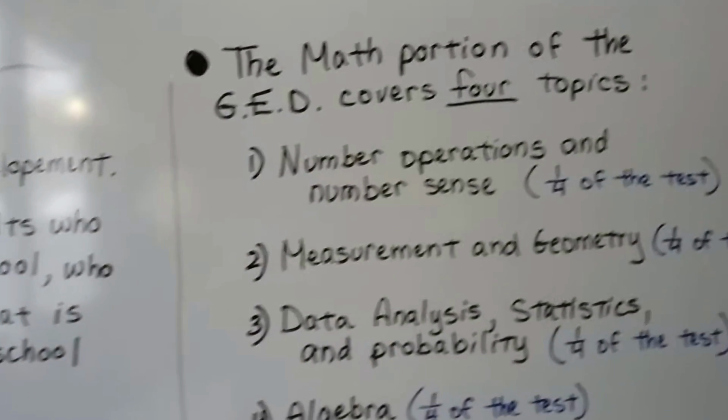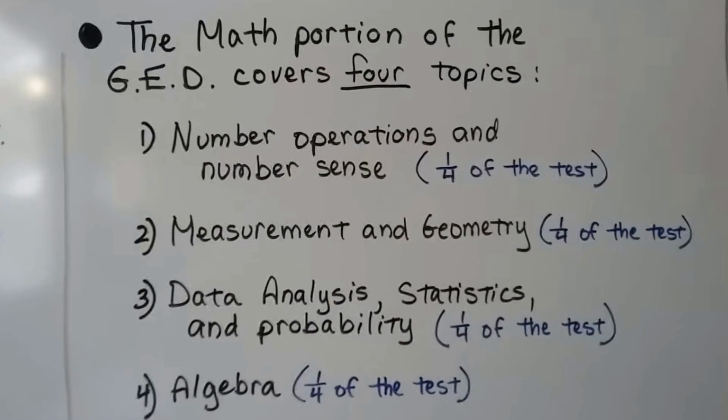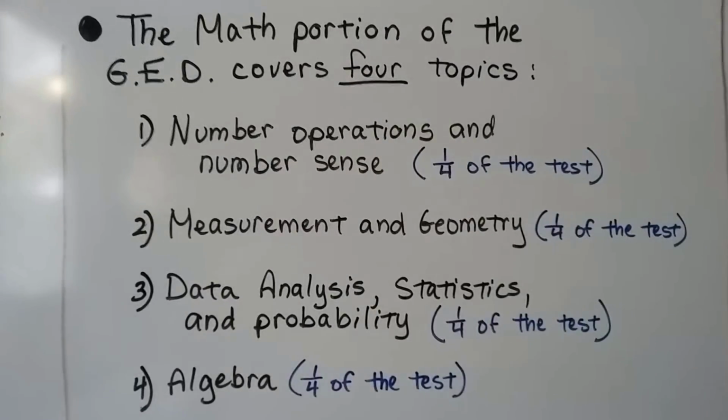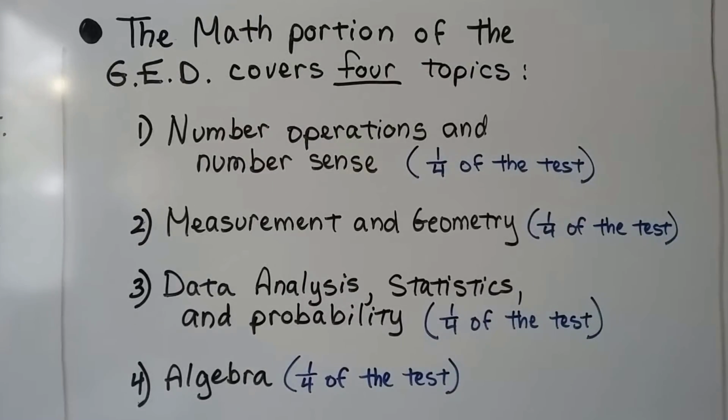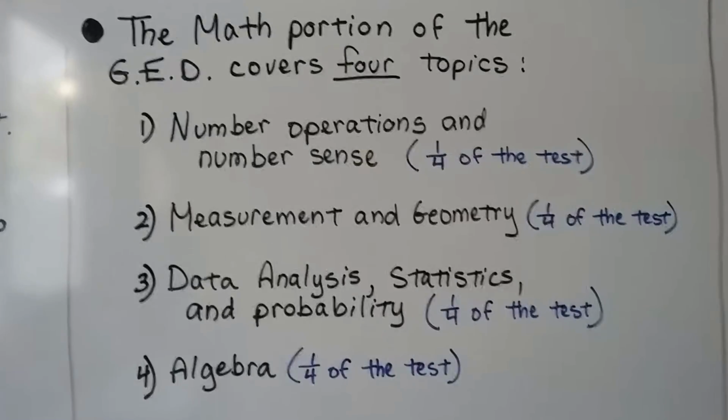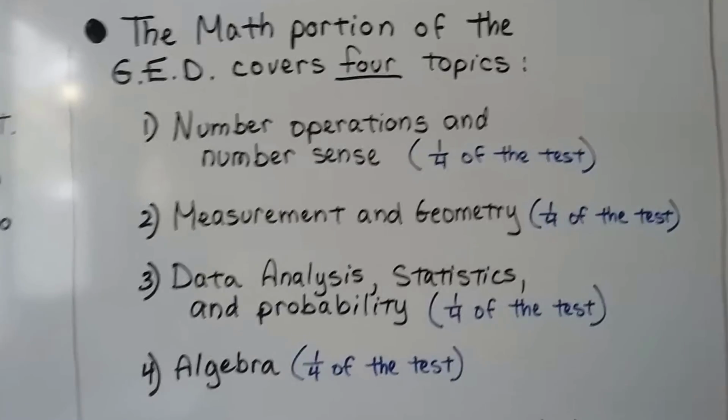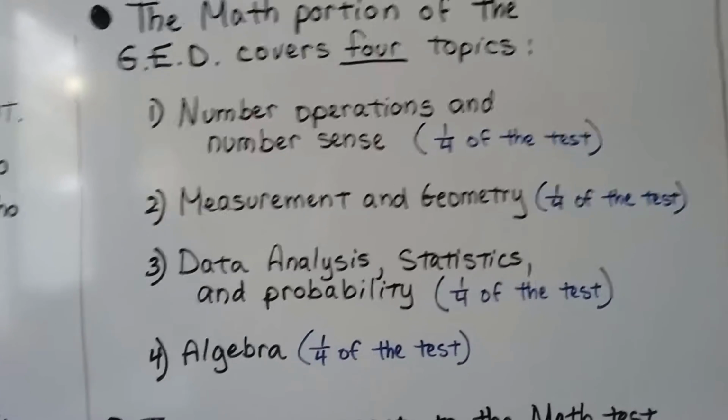And the math portion of the GED covers 4 topics. There's number operations and number sense, measurement and geometry, data analysis, statistics, and probability, and the final one is algebra. And they're each 25% of the test. They're each 1/4 of the test.